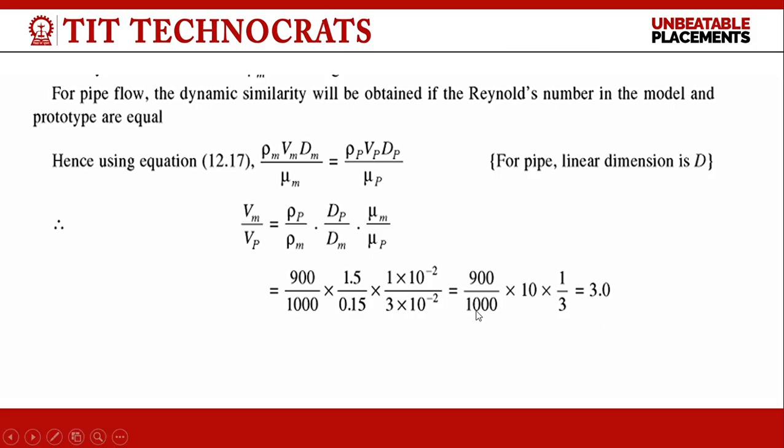So we have to use this formula. Vm upon Vp is equal to rho p upon rho m multiplied by dp upon dm multiplied by mu m upon mu p. So put all these values in this. Vm upon Vp is 900 upon 1000 multiplied by 1.5 divided by 0.15 multiplied by 1 into 10 to the power minus 2 divided by 3 into 10 to the power minus 2. By solving, this ratio comes out to be 3.